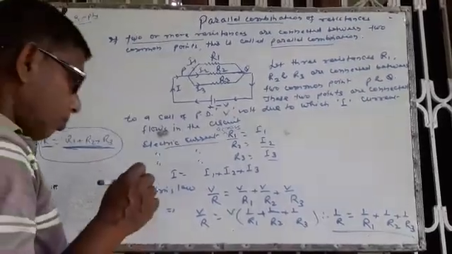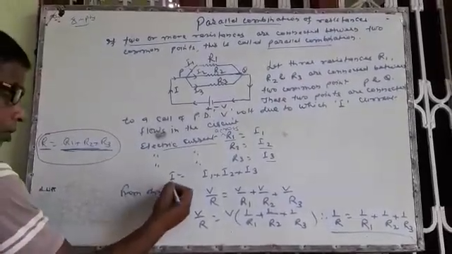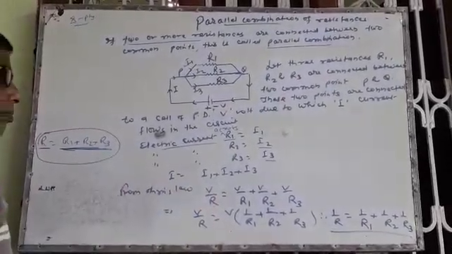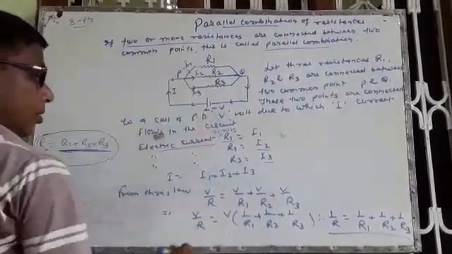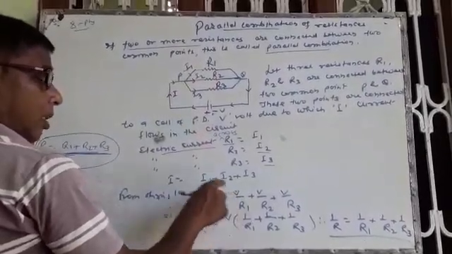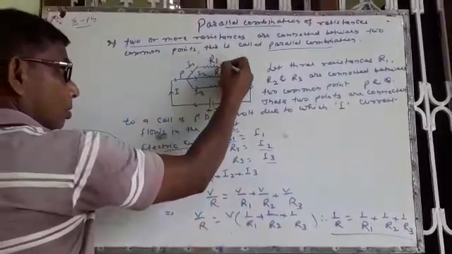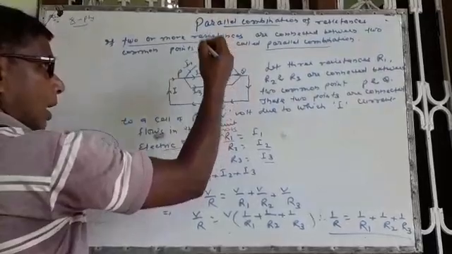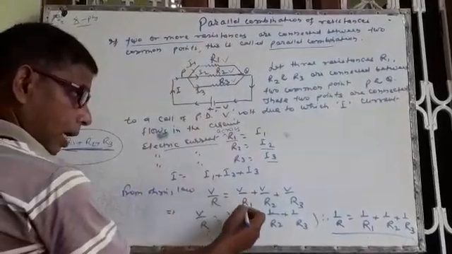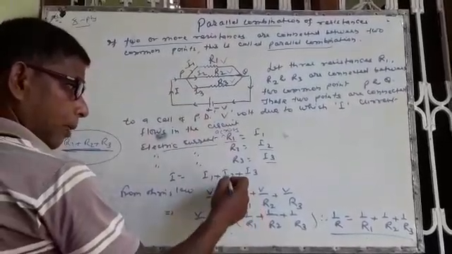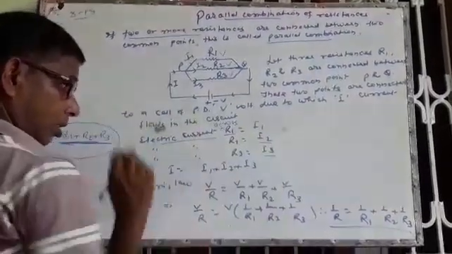From Ohm's law you know that V equals IR, or I equals V by R. Here is I1, so I1 equals V by R1. Voltage remains the same across all the resistances: V across R1, V across R2 and V across R3. So in place of I1, V by R1 by Ohm's law. In place of I2, V by R2. And in place of I3, V by R3.